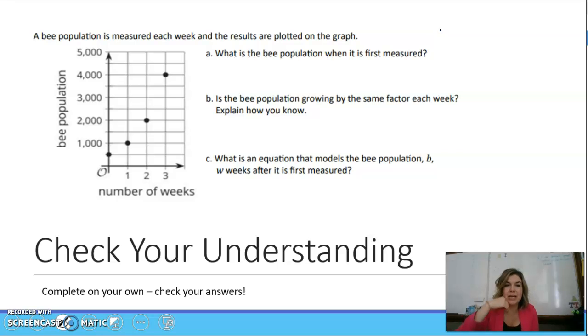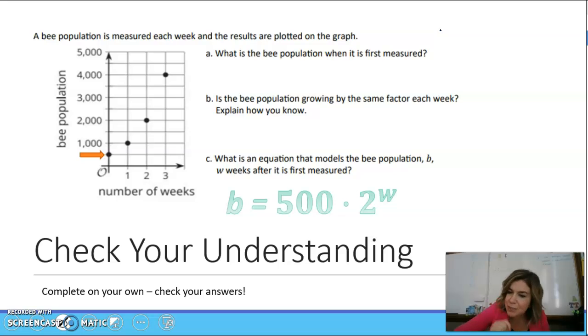Okay, we're talking about a bee population, and we measure the population each week, and the results are plotted on this graph here. We have number of weeks on the x-axis and bee population on the y-axis. So what is the bee population when it is first measured? What is our initial value here? And our initial value, and that is the answer right there that just showed up that I did not want to show you. Our initial value is going to be right here at 500. That is the first dot that we see. That is the y value when x is 0.